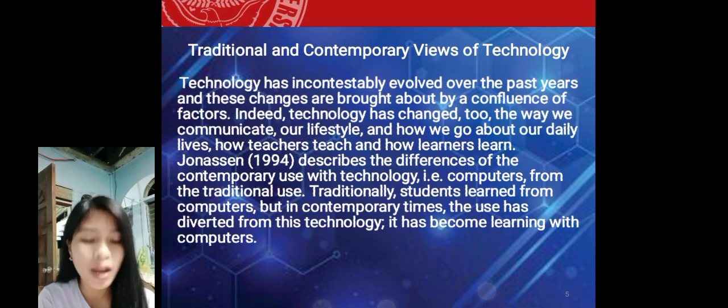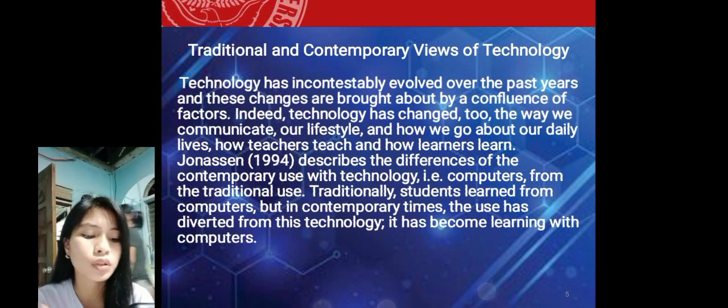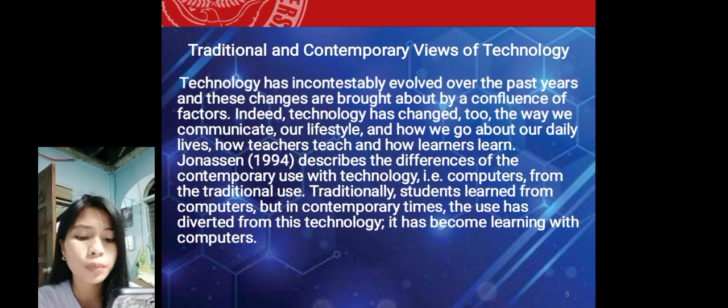Jonassen described the differences of the contemporary use of technology, such as computers, from traditional use. So traditionally, students learned from computers, but in contemporary times, the use has diverted from this, so it has become learning with computers. So traditionally, we learn from computers, but now in contemporary views, we learn with computers.